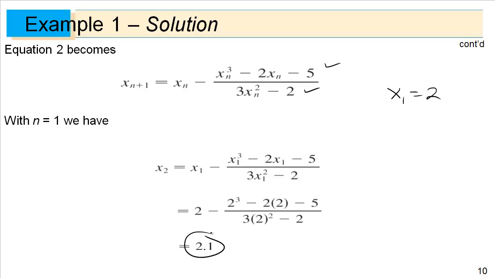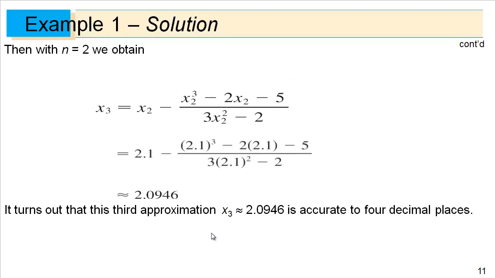Now we can try it again. x3 is going to be x2, and then the same thing, function over its derivative, now evaluated at x2, so that's evaluated at 2.1. And when you do all that in the calculator and subtract it from 2.1, you get 2.0946. And it turns out that that number is already accurate to 4 decimal places, which is pretty good to have 4 decimal places of accuracy with only 2 iterations of this. We only had to do it twice.